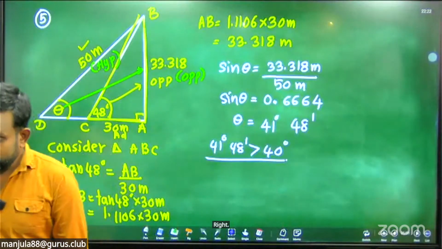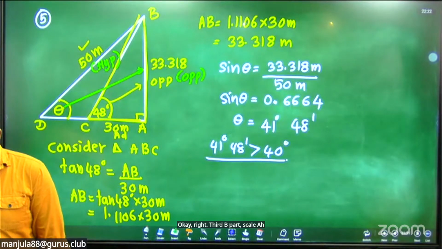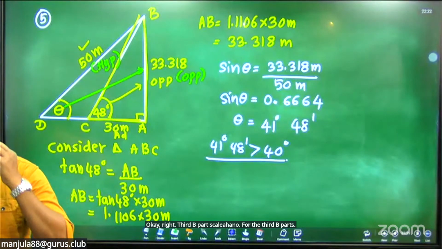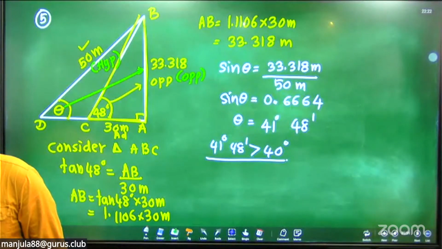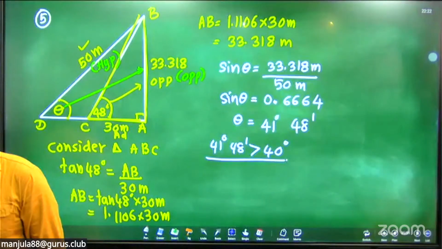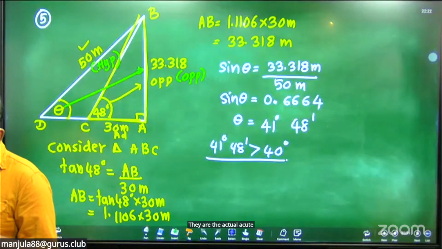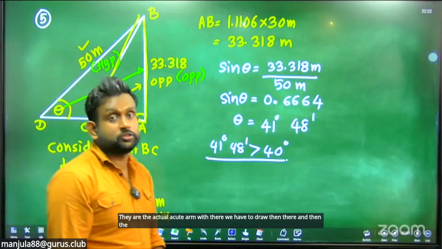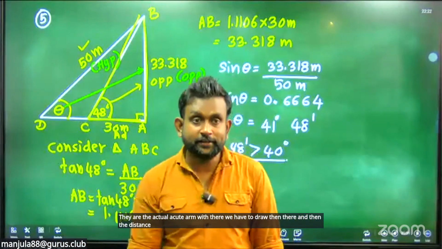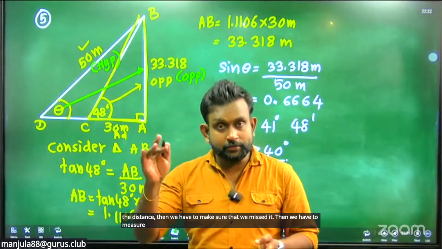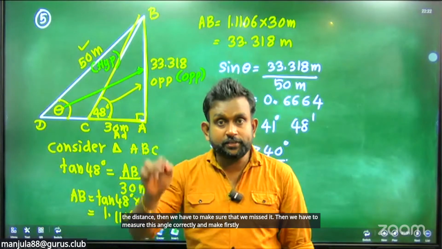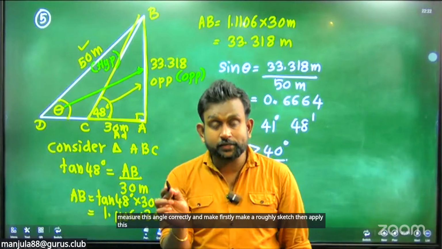Okay, right. Third B part, scale diagram. For the third B parts, they are the actual acute angles. With that we have to draw the distance. Then we have to measure this angle correctly, and firstly make a rough sketch. Then apply the actual angles and the distance.